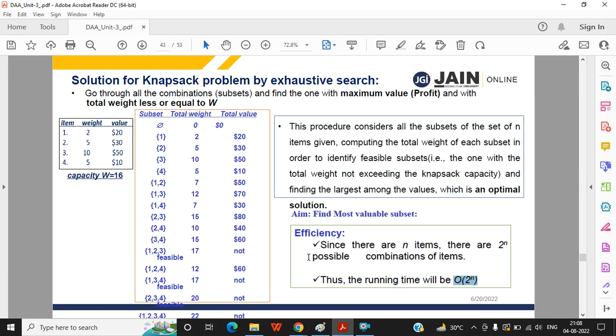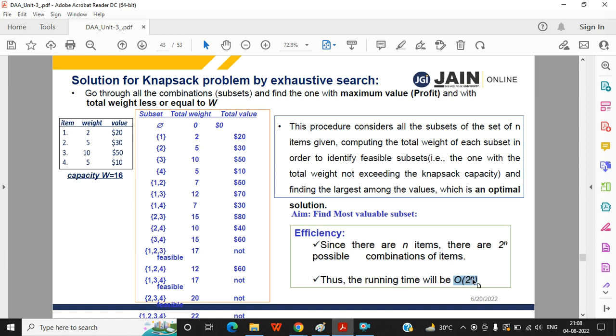Something like that, means m to the power n. If your complexity comes like m to the power n, where n is the number of items, then this is the biggest time of all times.